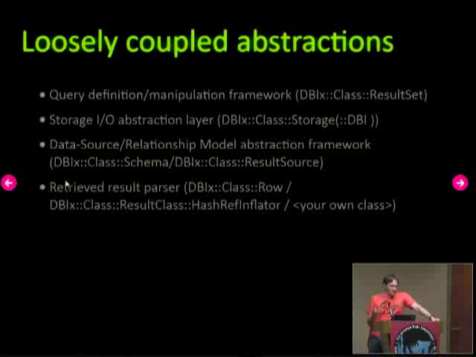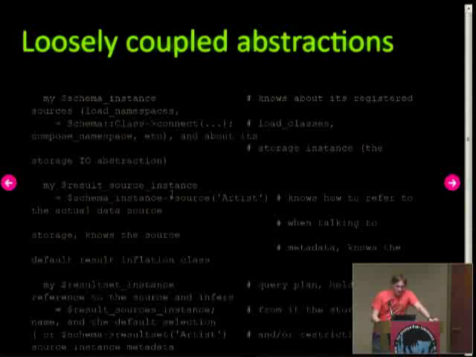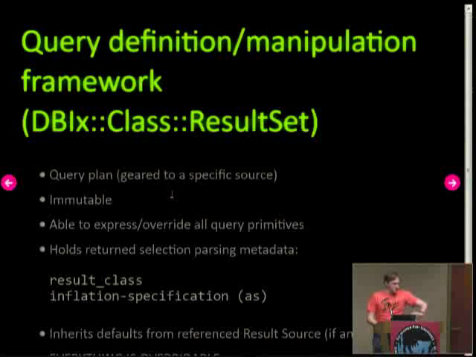DBIx::Class is four basic loosely coupled abstractions. There's the query definition manipulation framework, so that's the result sets. The storage, which is the storage layer, which I called the database earlier. You've got your relationship model abstraction, and every time you add a relationship, like we said before, it goes into the result source, which we talked about as kind of like a table or a view. And then you've got the result parser, which can be the row, HRI inflator, which we talked about, or something else that you could define yourself. And I'm going to skip that because we're going a little fast or slow.